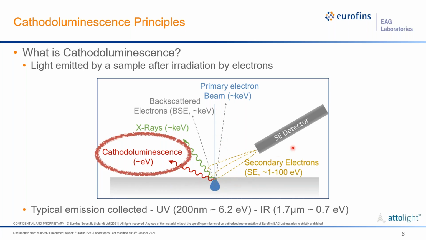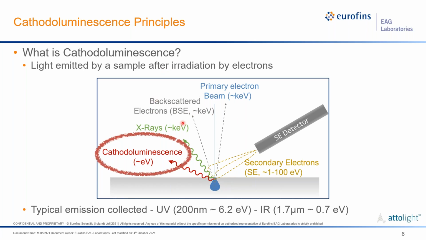Very familiar with SEM, secondary electron detector. Secondary electrons have energies ranging from about 1 to 100 eV, and they primarily carry information about the sample composition and topography mostly.